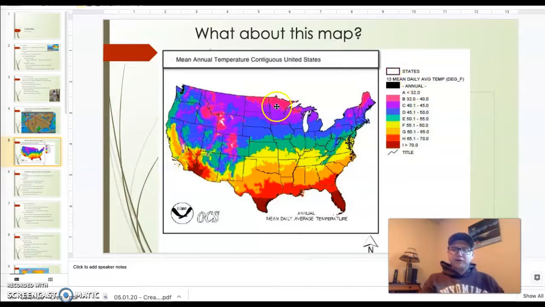So the average in northern Minnesota would be 32 to 40 degrees Fahrenheit. Here in central Minnesota, the average is 40 to 45 degrees. As you go lower, if you look at Florida, the average high is over 70 degrees.